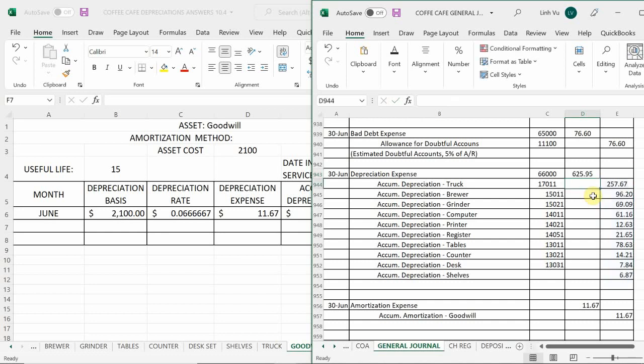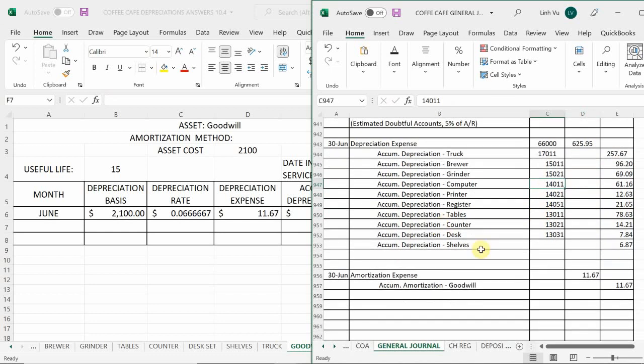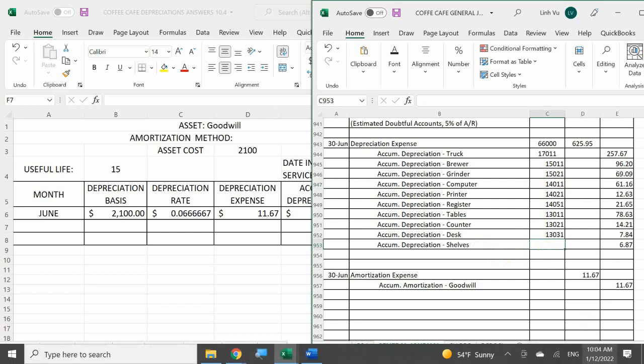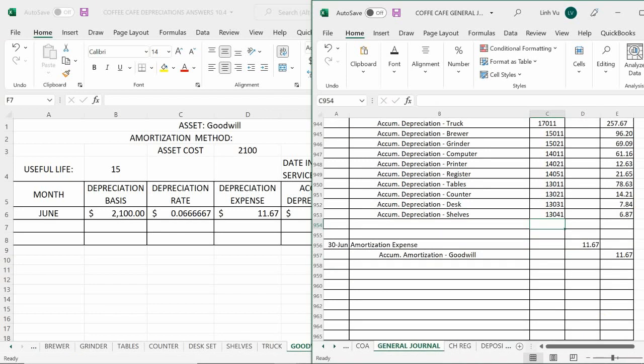$625.95. Good. Okay. Let's see. We didn't do the 13041. What is amortization expense account? All right, you can see here.